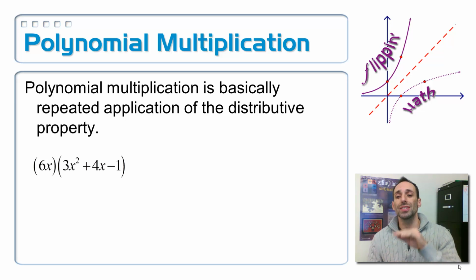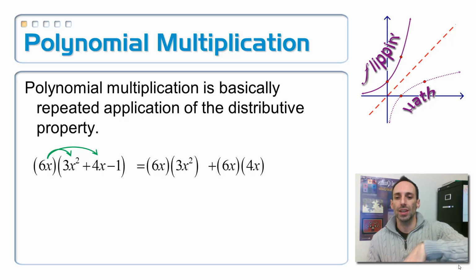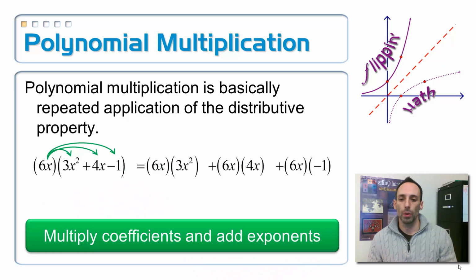So for example, this 6x that I'm multiplying times the polynomial 3x squared plus 4x minus 1, I am just going to distribute that 6x through the parentheses. It gets multiplied times everything. So the 6x times the 3x squared, I'd do that. And I would multiply the 6x times the 4x, and I would multiply the 6x times the negative 1. Okay? Now, whenever you are doing multiplication, you multiply the coefficients.